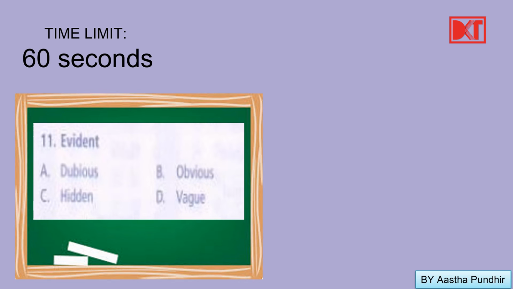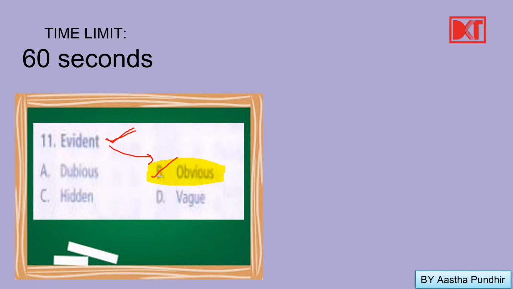Now the next word is evident. Evident, options are A, dubious, B, obvious, C, hidden, D, vague. Here the correct answer is B, obvious, which means something that is true and obviously known. Evident comes from the noun evidence. Evidence, like proof, which is true, proof tells us the truth. So evident and obvious are synonyms of each other.